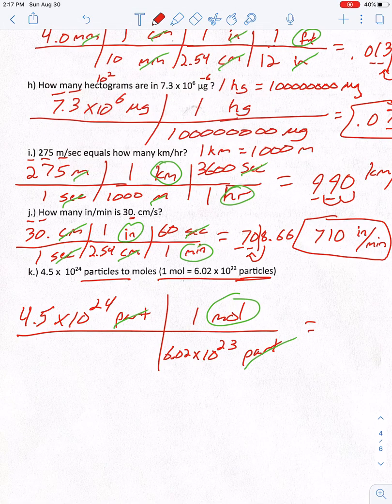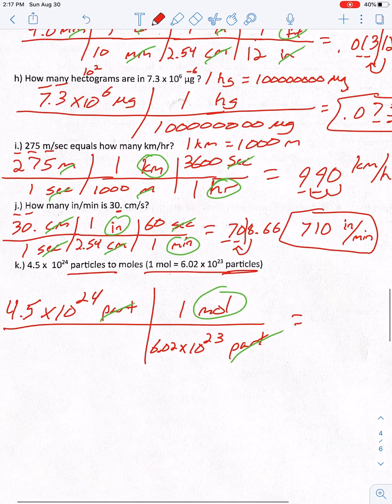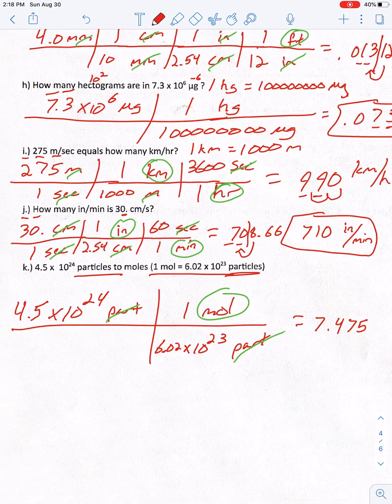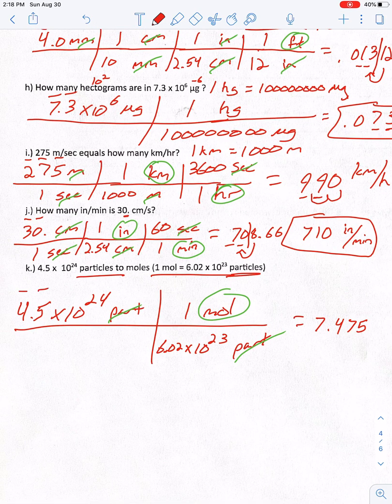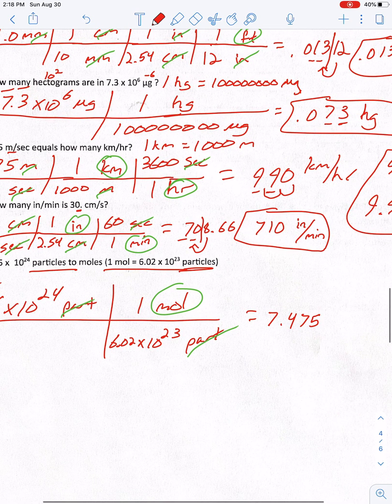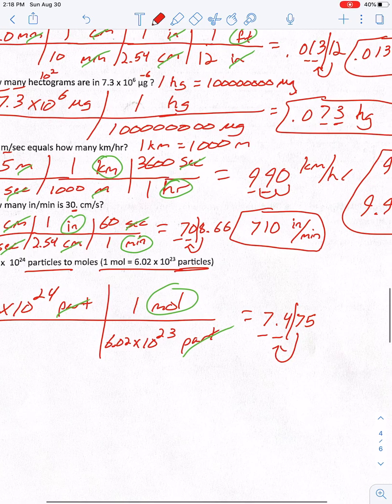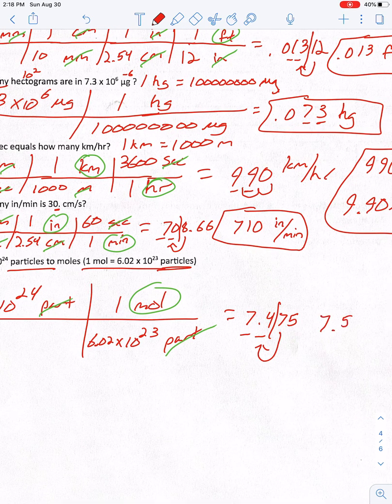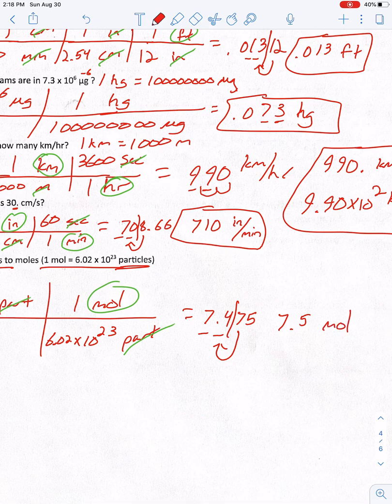Now I just got to do my math. So 4.5 times 10 to the 24th divided by 6.02 times 10 to the 23rd. That gives me 7.475, and it goes on and on and on. But I only had 2 significant figures to start with, so I can only have 2 in my answer. So 7, 4, draw my line. My answer becomes 7.5 moles.